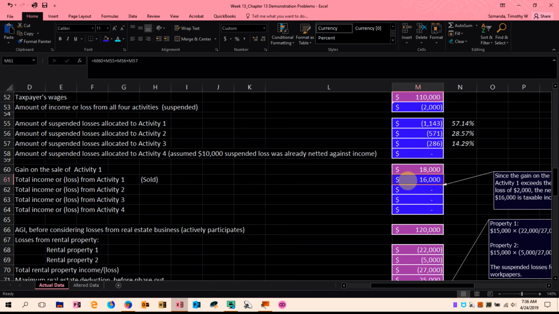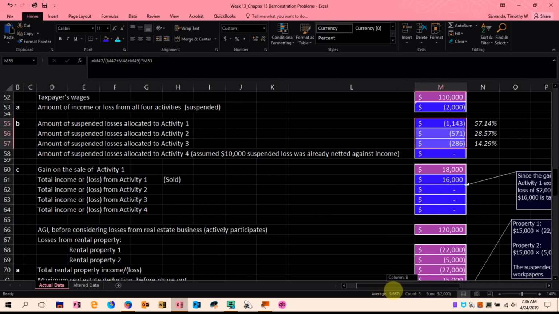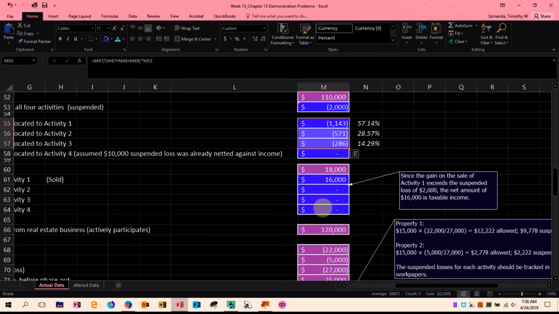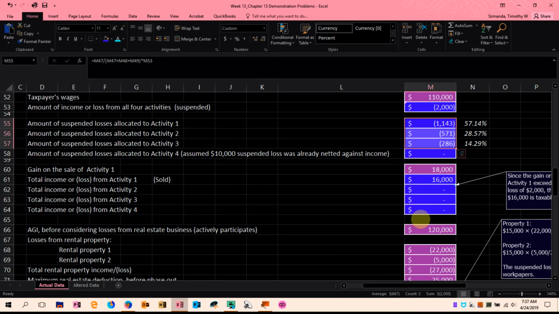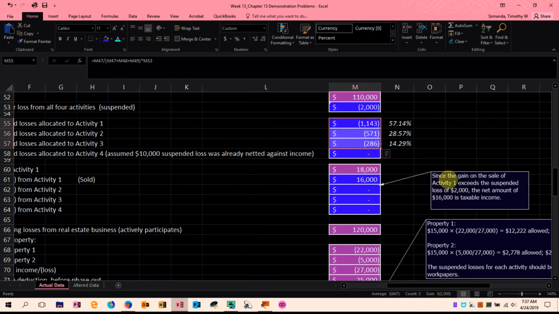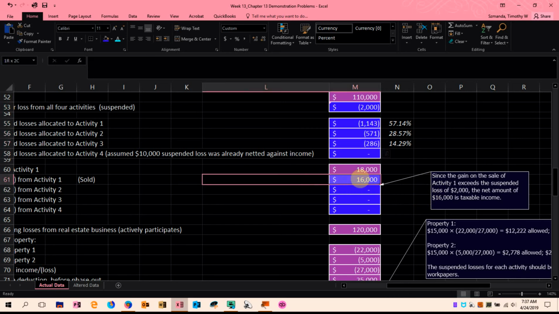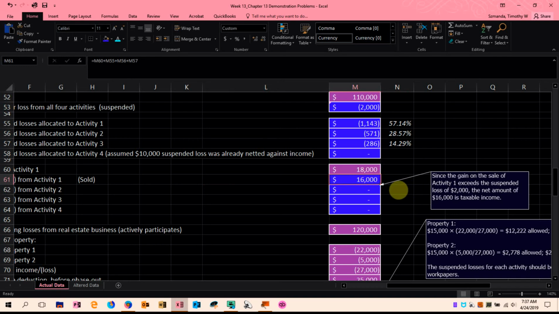you wind up with the $16,000, which is this $18,000 minus the entire $2,000. So that's the total income that we would recognize from the sale. Now, when we look down from the total income from activities 2, 3, and 4, in this case, there would be 0 total income or loss. And rightfully so, it says since the gain on the sale of activity 1 exceeds the suspended loss of $2,000, the net amount of $16,000 is taxable income. So the entire $16,000, after netting out 2 against the 18, is taxable income.